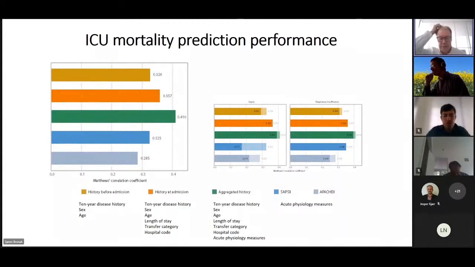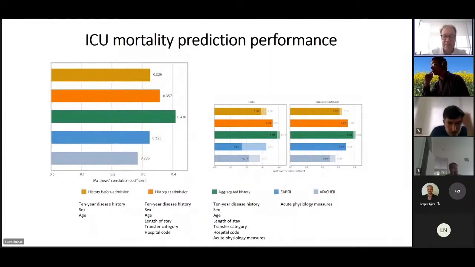You can do this in various ways. You can look at the history before admission, you can look at the history at admission, and you can look at the aggregated history. You could also look at the performance of the SAPS-2 score that normally is computed from these values that you have after 24 hours. And you can also look at Apache and other survival scores. But it's quite interesting that in this simple analysis, if you take the blue one, that's SAPS-2. So that's the performance in terms of mortality prediction that you can get from the vitals and the lab values, in this correlation coefficient that we use here, 0.325.